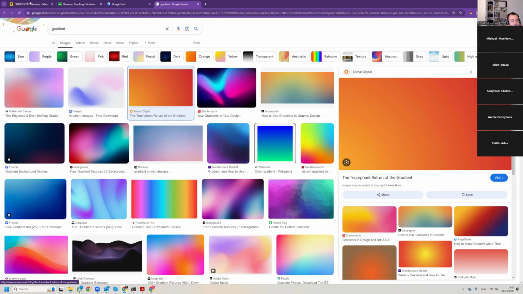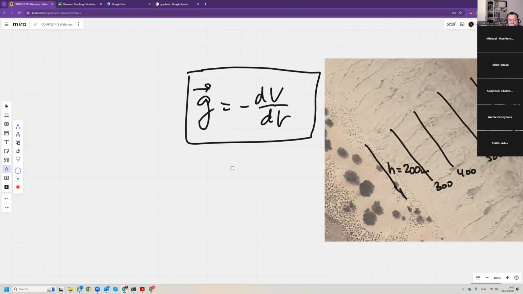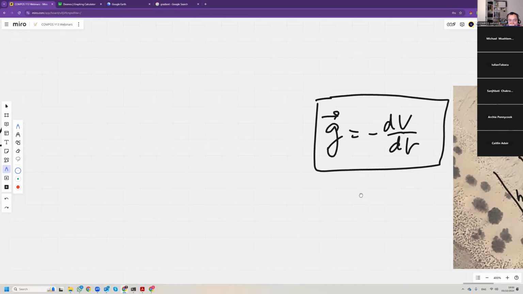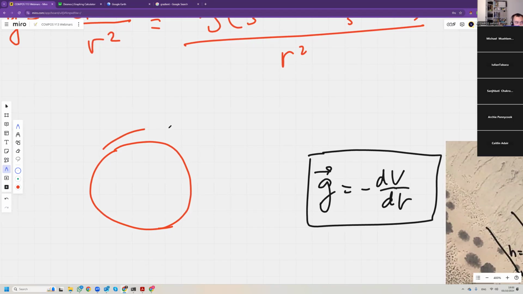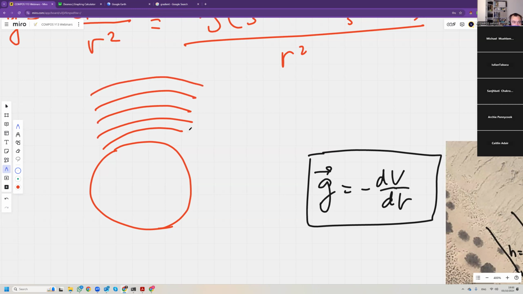Right, so why is it negative, minus dV/dr? It just makes common sense, because if you're on the surface of a planet, the potential could be minus 60, minus 40, minus 20. You see, the further you are from the center of the planet, the higher the potential. Potential increases as you go away from the center. And now the gravity is in a downwards direction.